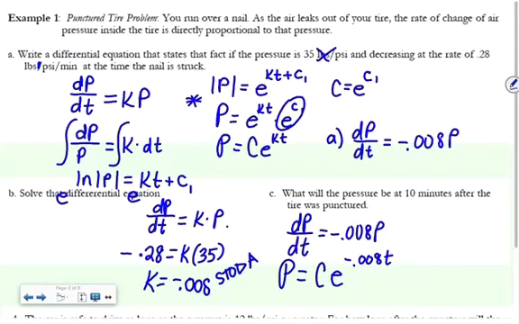Now part B, we did already. Part B says solve this differential equation. So isn't it this answer? Look at the difference. One's a differential equation and one is solving the differential equation. How do you know the difference?